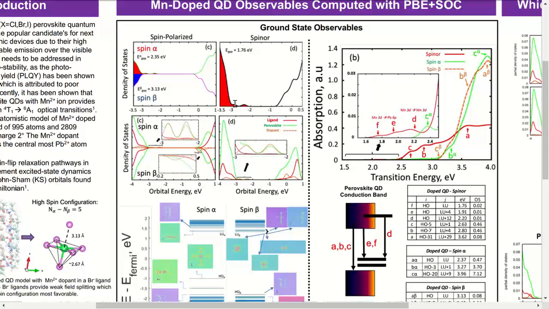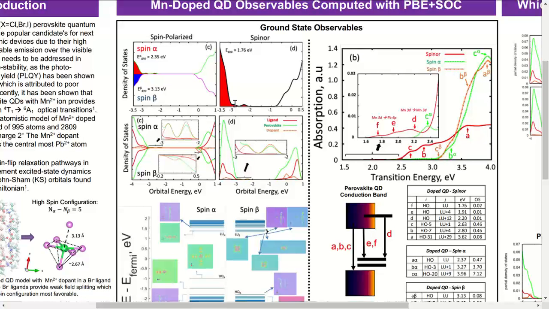So using the GGA functional with spin orbit coupling, we can qualitatively get the right valence band electronic structure, but for the conduction band, it doesn't work as well.